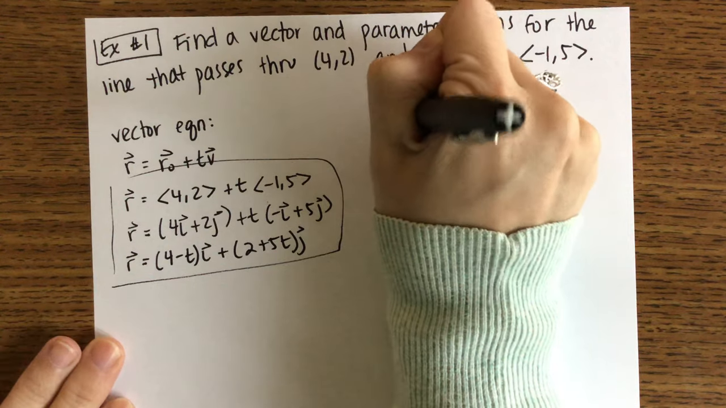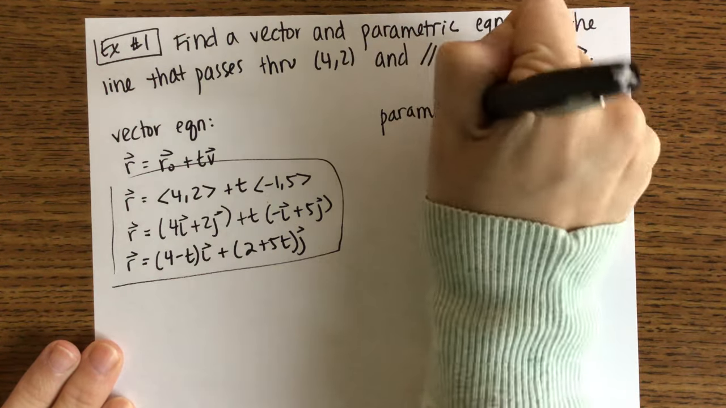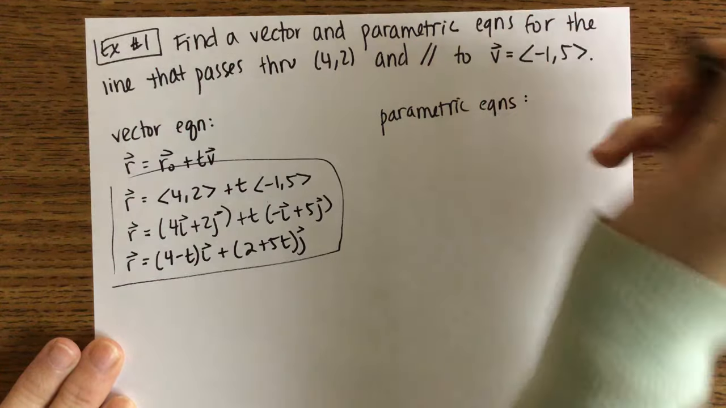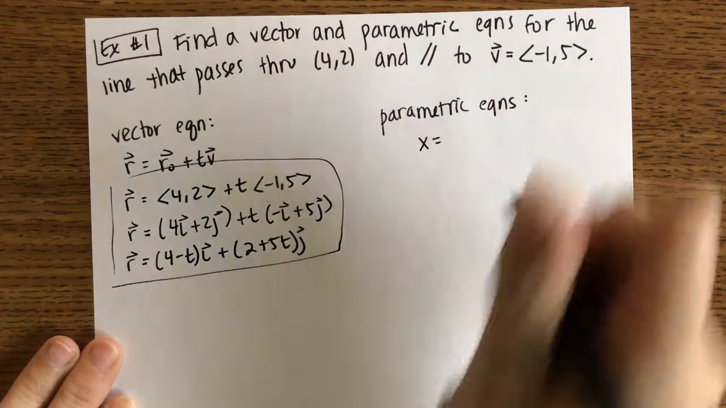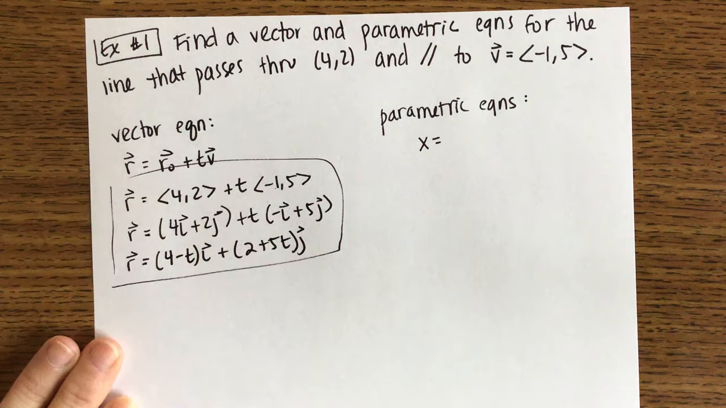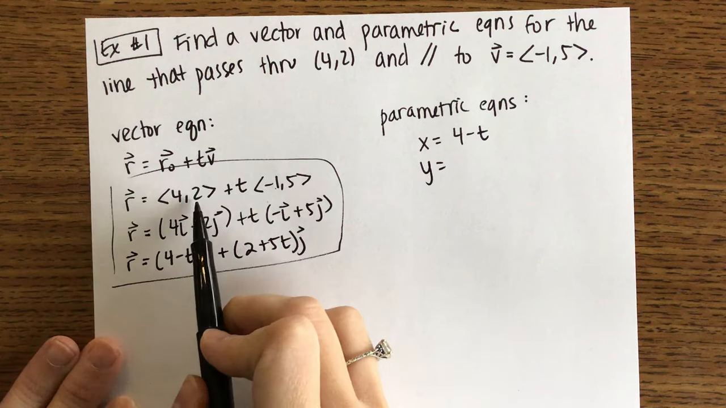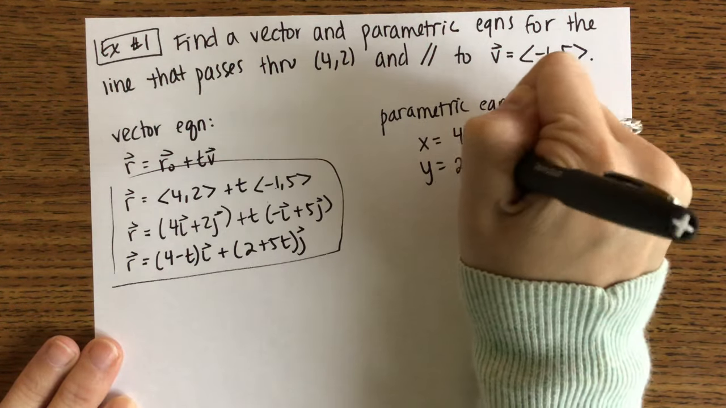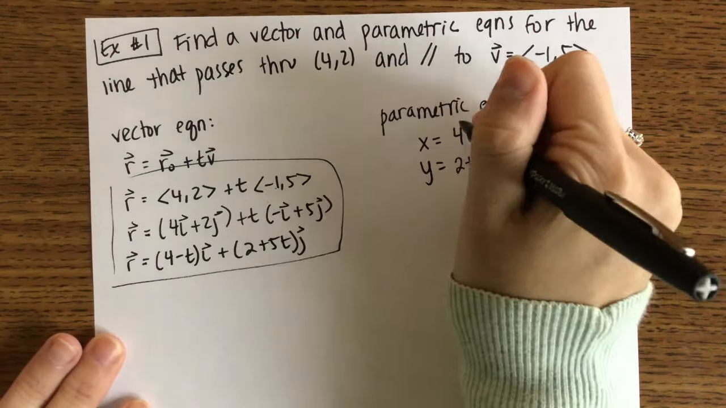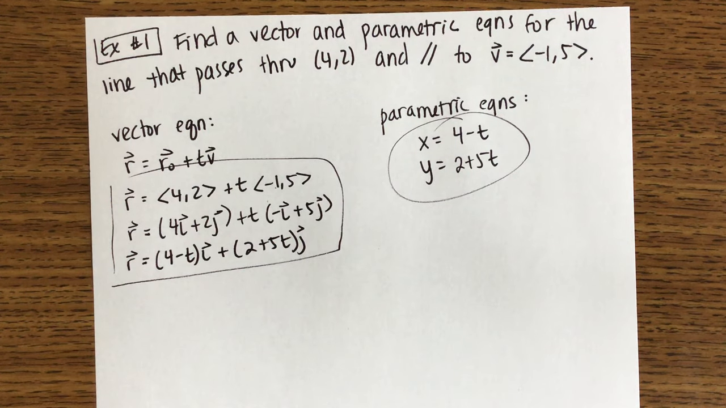We also need the parametric equations. So x is going to equal 4 minus t. y is going to be 2 plus 5t. And then those two obviously go together. Okay, so this is some of what your homework's going to be. So it looks long, but a question like this should be pretty quick.